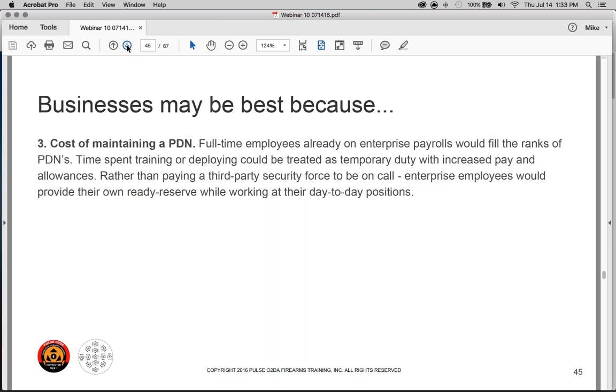The cost of maintaining a private defense network. Full-time employees already on enterprise payrolls would fill the ranks of private defense networks. Time spent training or deploying could be treated as temporary duty with increased pay and allowances. Rather than paying a third-party security force to be on call, enterprise employees would provide their own ready reserve while working at their day-to-day positions.